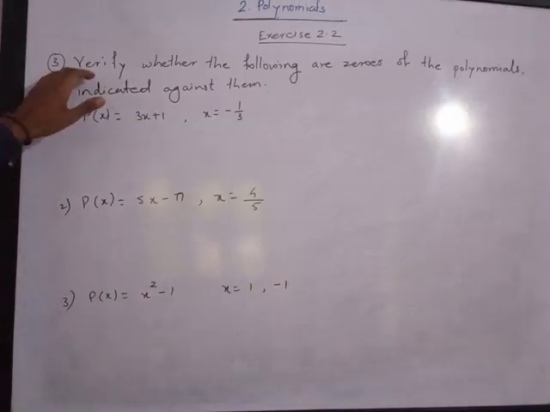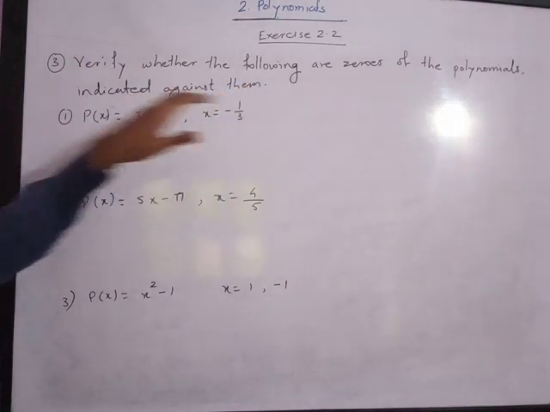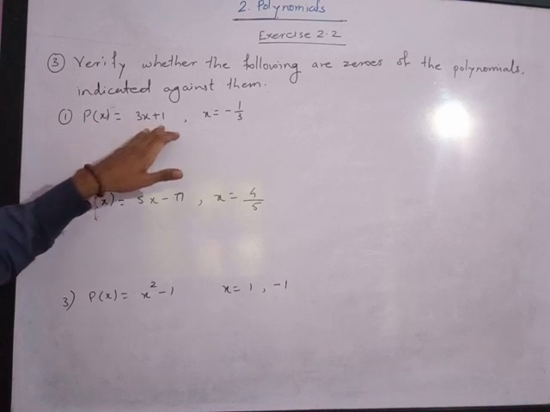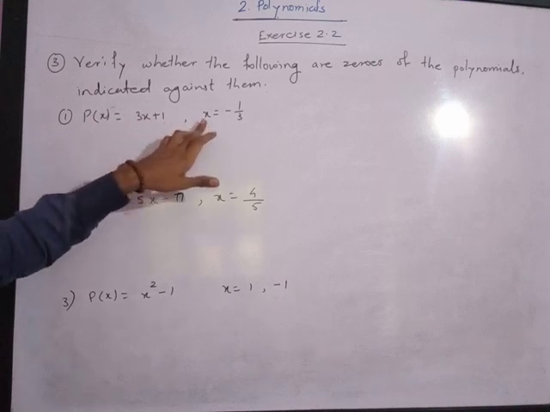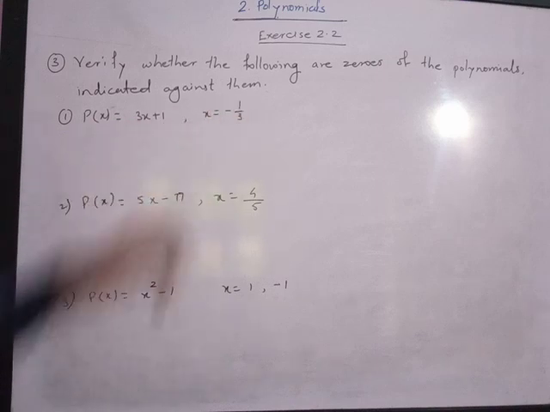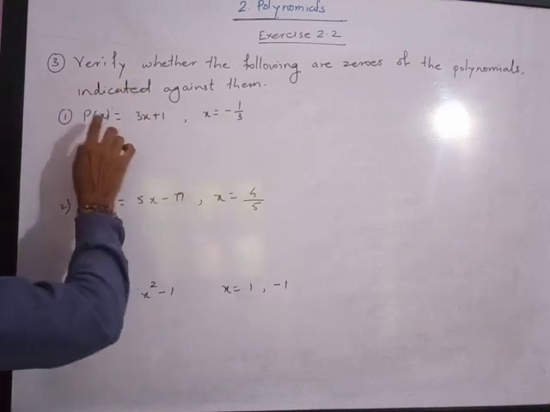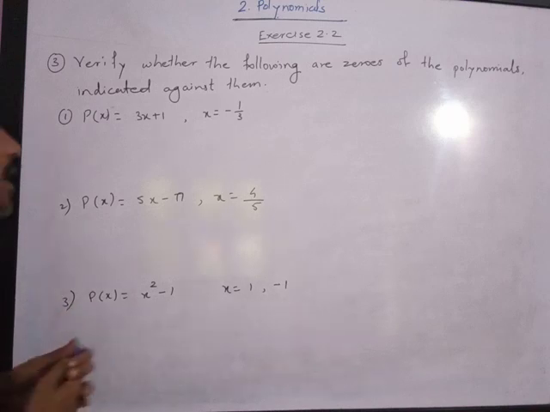Third question, verify whether the following are zeros of the polynomial indicated against them. So first is p of x is equal to 3x plus 1. In this you have to put x is equal to minus 1 upon 3. So if the value becomes 0, we call the value a 0 of the given polynomial. Let us check whether it becomes 0 or not.